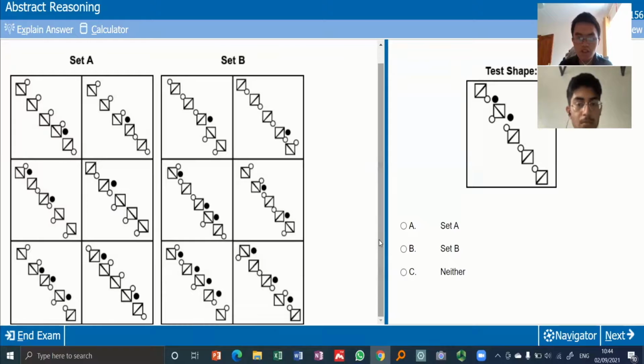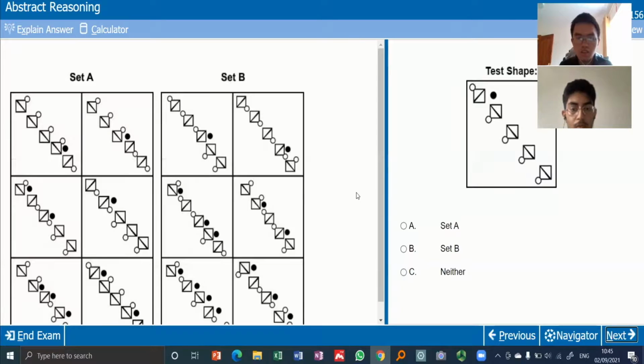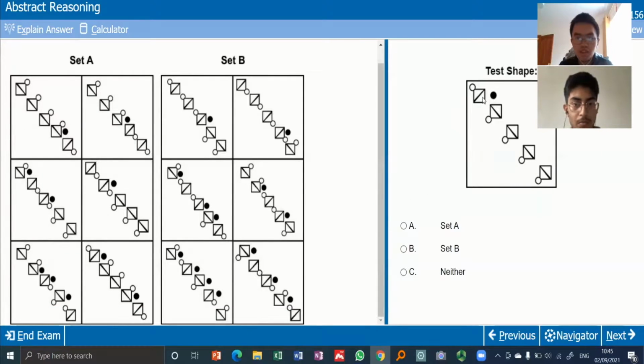So once you work the pattern out, you can then select the options. In this test shape, we have a black dot here, so the white circle moves clockwise. So that would be set A, but then we have to check this black dot as well. So yes, we do get another clockwise movement, so set A. In this one, we have the white circle moving anti-clockwise, so that makes it set B.